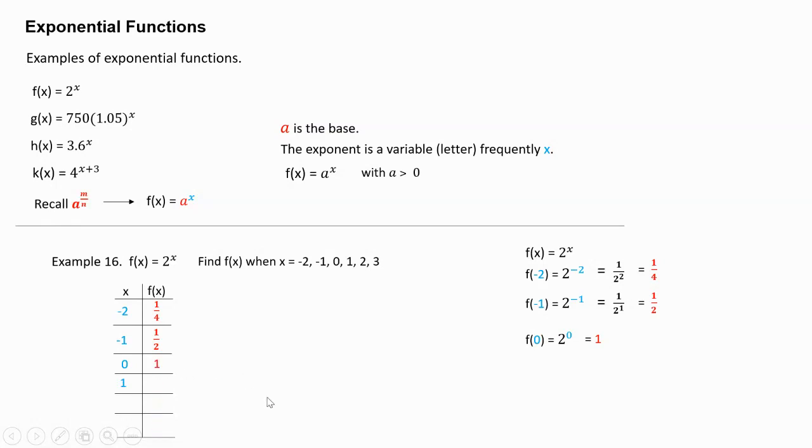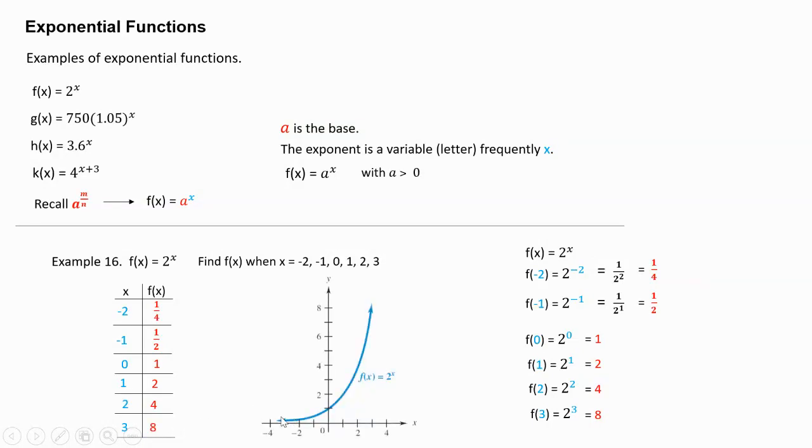Now let's evaluate at 1. Let's find f of 1. F of 1 means that I'm going to plug in 1 for every x. So 2 to the first power will give us 2. So when x is 1, y is 2. Again, let's repeat the process for x equals 2. So 2 to the second power will give us 4. So when x is 2, my y is 4. And lastly, let's evaluate f of 3. 2 to the third power will give me 8. So when x is 3, my y is 8.